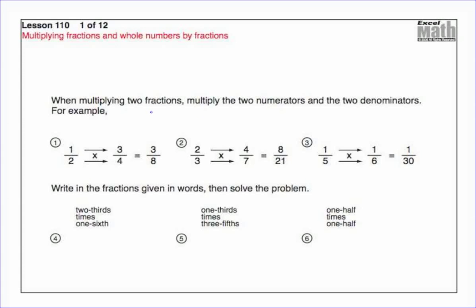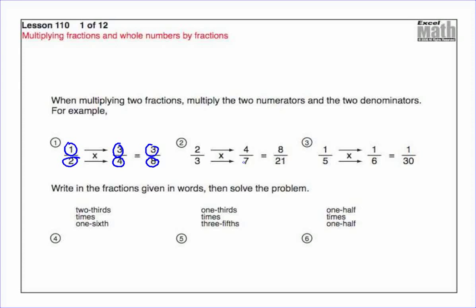When multiplying two fractions, multiply the two numerators and the two denominators. So all you're doing is taking the numerator, multiplying it by the other numerator. 1 times 3 is 3. Multiplying the denominators together. Here's the denominator of 2, the denominator of 4. 2 times 4 is 8. So 1/2 times 3/4 is 3/8.